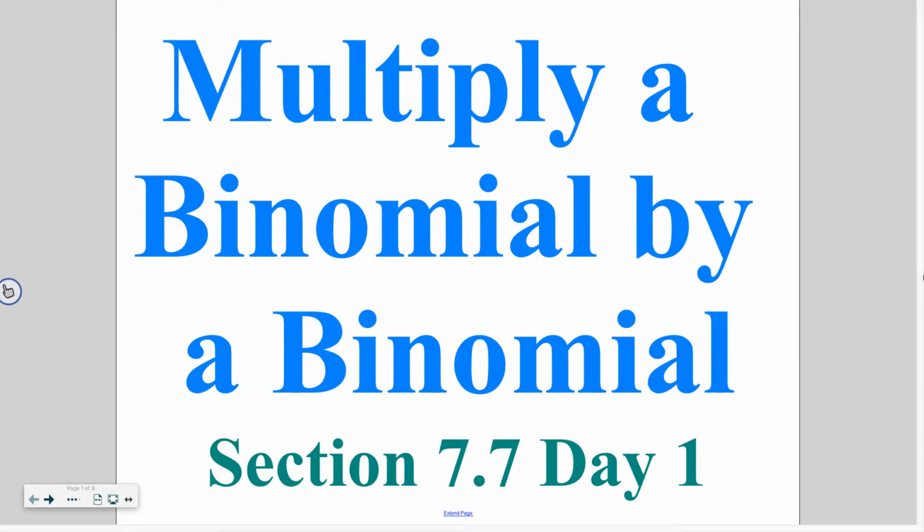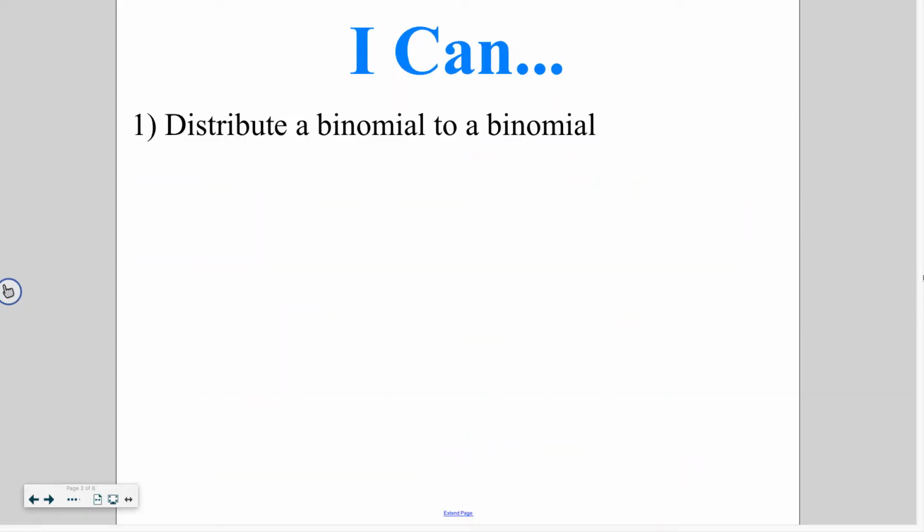Hello class, today we're going to start section 7.7. There's two different pieces really covered in this section, so we're going to split it into a day 1 and a day 2. Today we are going to focus on multiplying a binomial by a binomial, which is our goal for the end of the lesson.